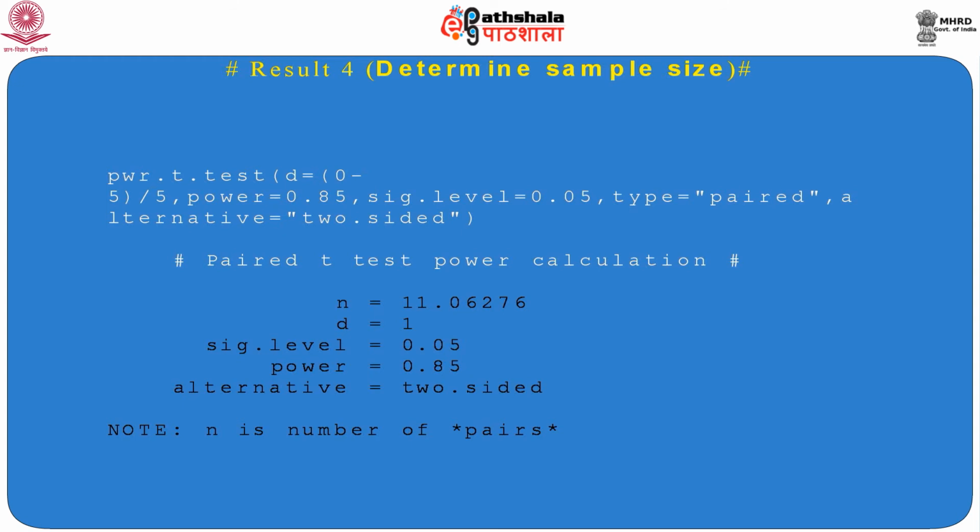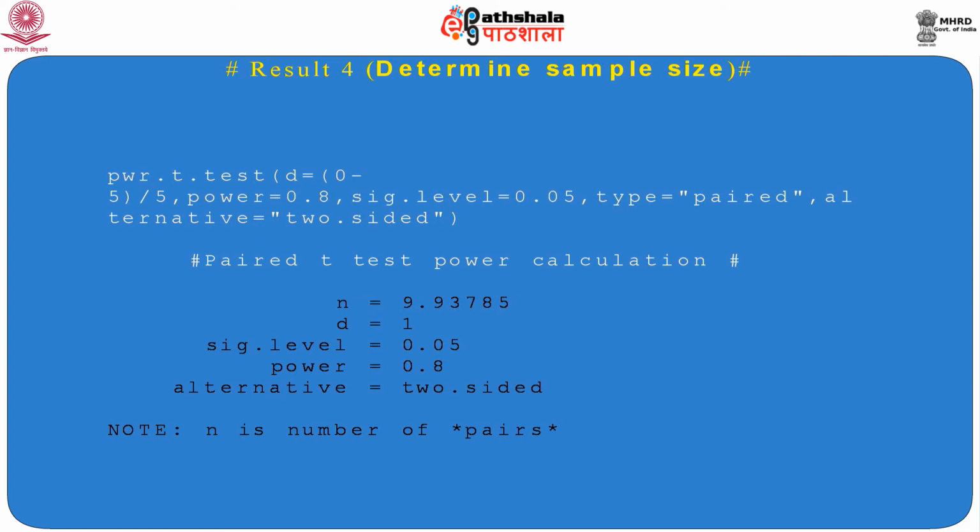So here this alternative equals to two.sided can be changed and replaced as one.sided. One of the interesting things is that in sample size calculations we do consider whether it is two-sided or one-sided. If you consider one-sided, then generally the sample size will be lesser than considering two-sided. So in that scenario, a two-sided test or two-tailed test gives us more sample size than a one-sided or one-tailed test.